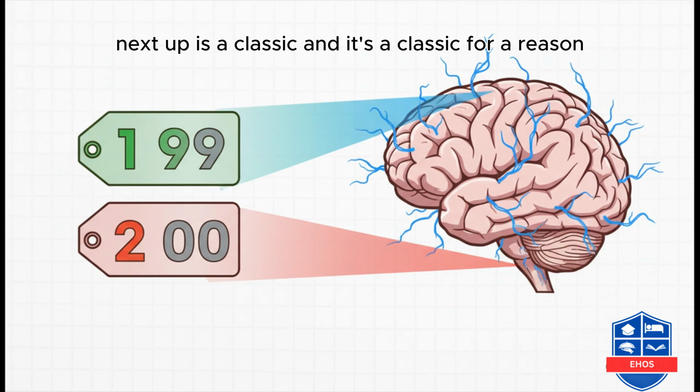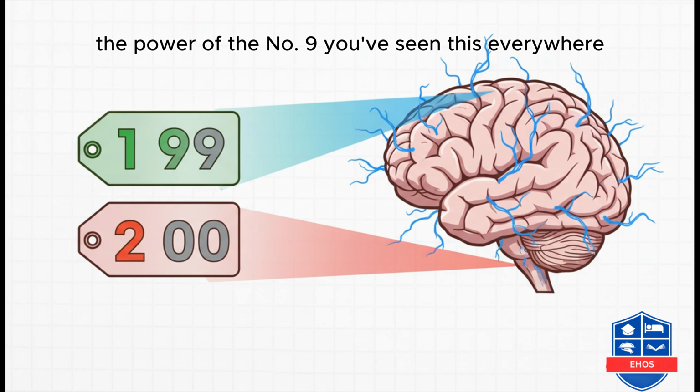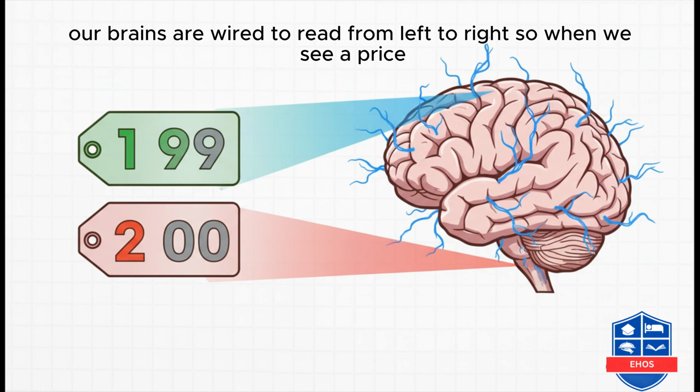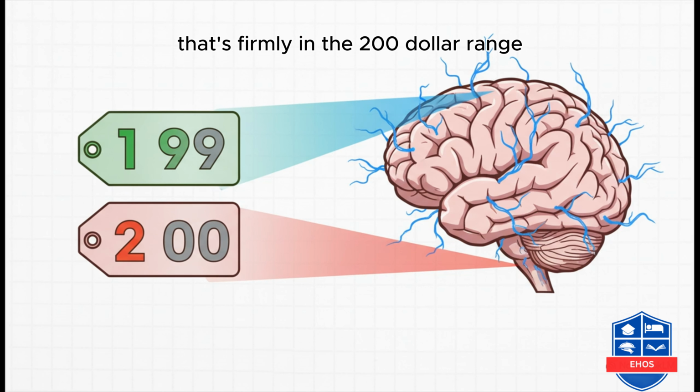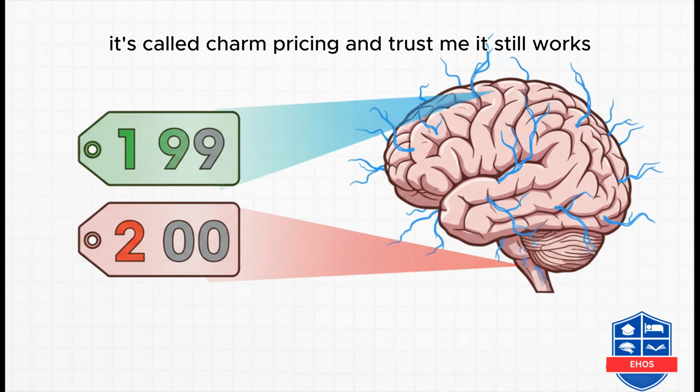Next up is a classic, and it's a classic for a reason. The power of the number 9. You've seen this everywhere. Our brains are wired to read from left to right, so when we see a price like $99, we process it as being in the 100-something range. But $200, that's firmly in the $200 range. That tiny $1 difference creates a psychological gap that feels way bigger than it actually is. It's called charm pricing, and trust me, it still works.